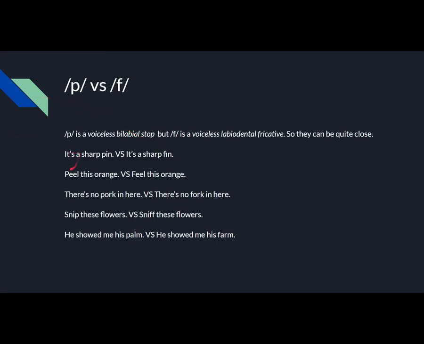So let's look at some of the examples. It's a sharp pen. It's a sharp pin versus it's a sharp fin. Pen, fin. Good. Now let's take a look. Peel this orange. Feel this orange. Good. There's no pork in here. There's no fork in here.